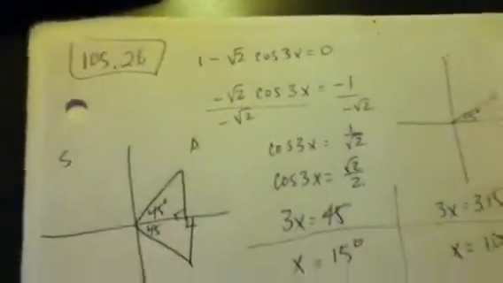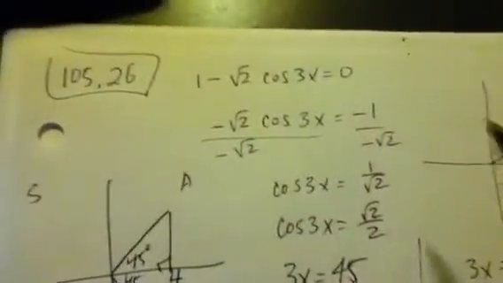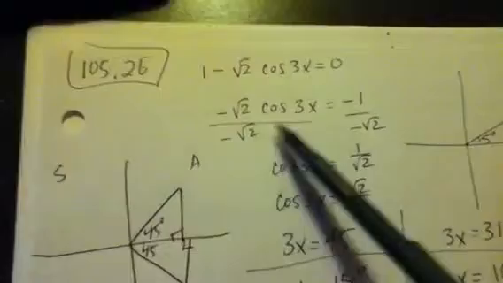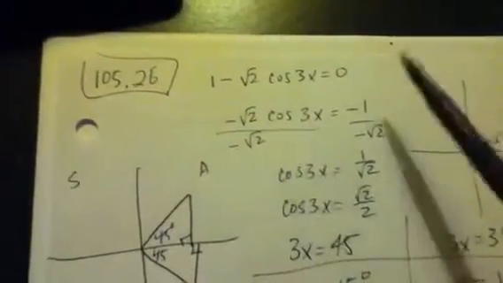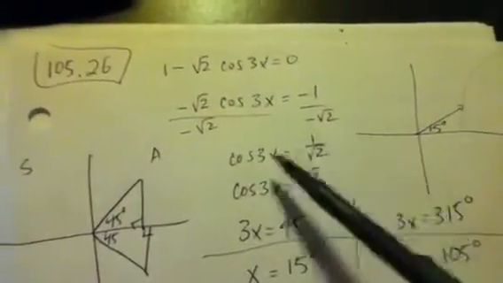Lesson 105, number 26: 1 minus root 2 cosine 3 theta. It wants me to solve it between 0 and 360. So you go ahead and try to isolate cosine 3 theta. I think I subtracted 1 on both sides, and I divided both sides by negative root 2, and then I got cosine 3 theta.